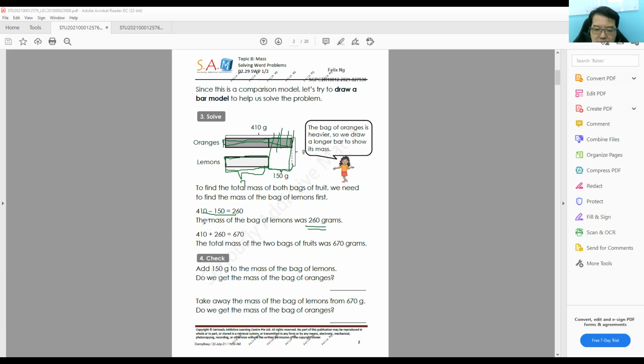Students, please remember to write the statement down so that you're clear. Do not just write 260. At the least, write something like that. If you are really, really lazy, at least do something like that.